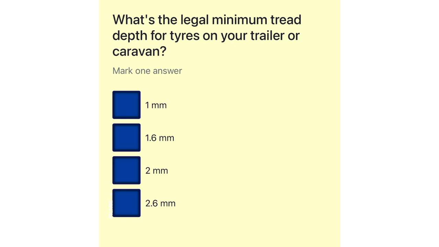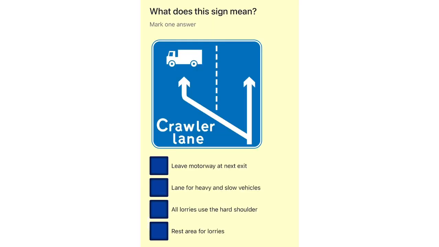What's the legal minimum tread depth for tires on your trailer or caravan? 1 mm. 1.6 mm. 2 mm. 2.6 mm.